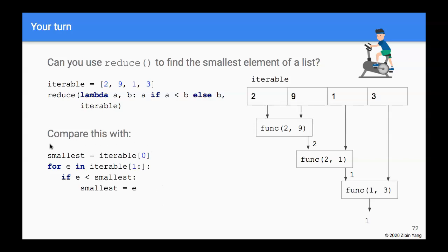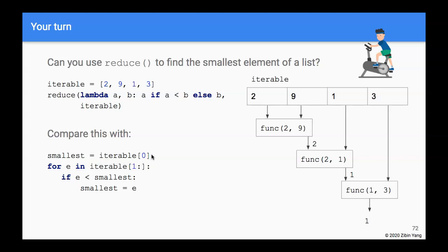And we can compare this approach using reduce with the old-fashioned approach of using a for loop. And I personally do prefer using reduce because I don't have to keep a state variable, the smallest so far.